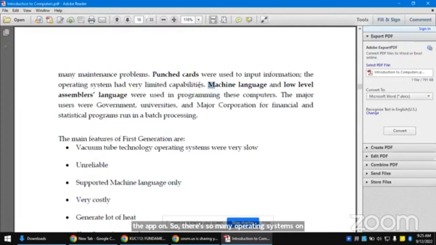Machine language and low-level assemblers were used in programming these computers. The major users were government, universities, and major corporations for financial and statistical programs run in batch processing.